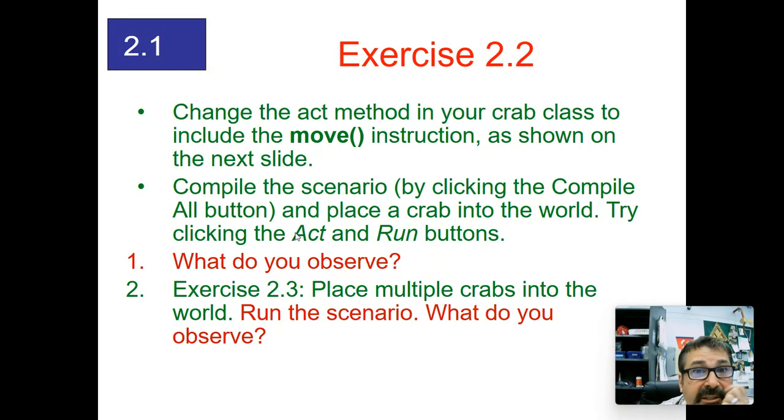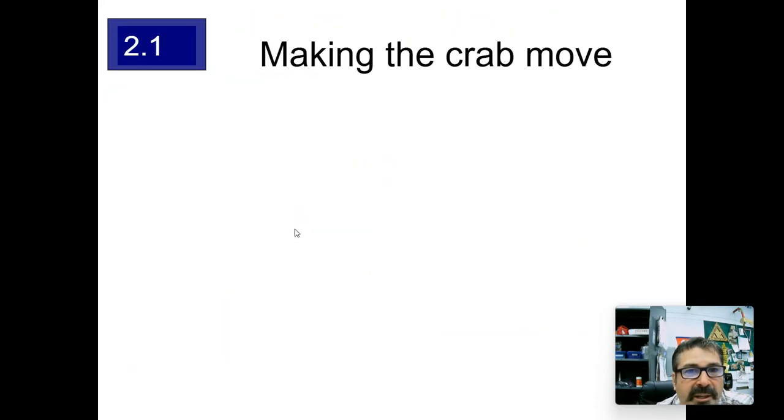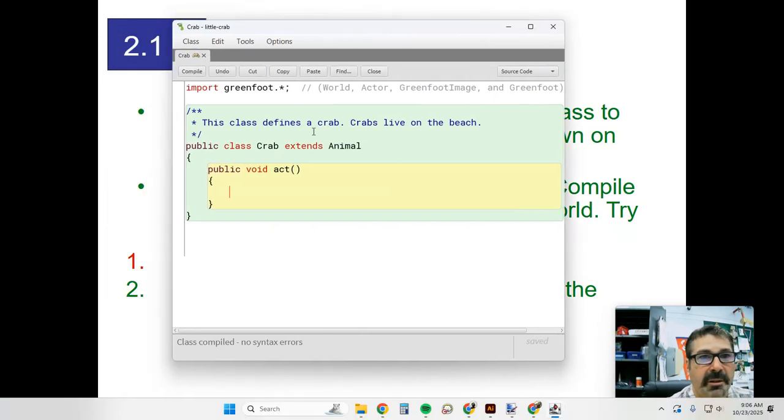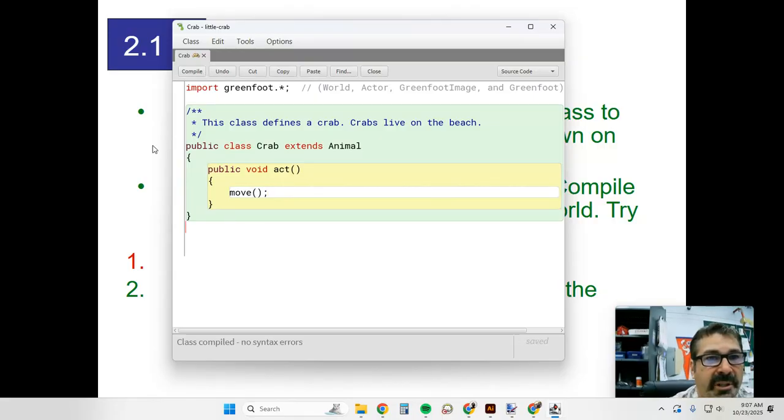Okay, change the act method in your crab class to include the move instruction as shown on the next slide. So make yours look like that. Compile the scenario. What do you observe? Place multiple crabs in. So what we're going to do is go in the body of the act method. We're going to type in move, parentheses, semicolon. That's a semicolon. We're going to hit compile, see if there are any errors.